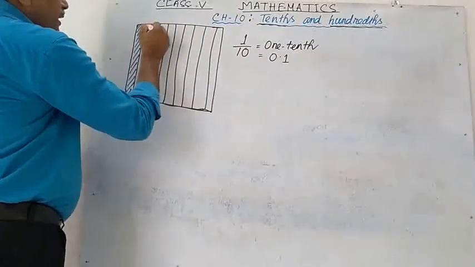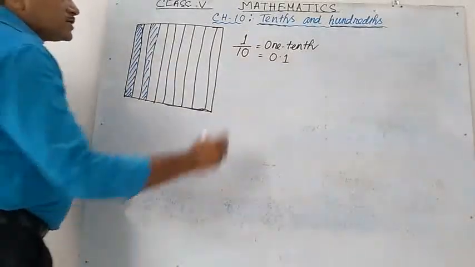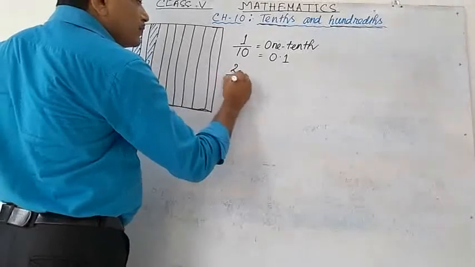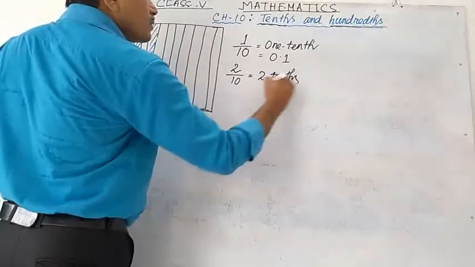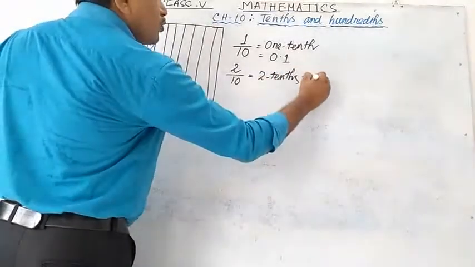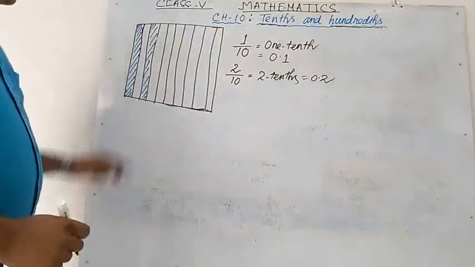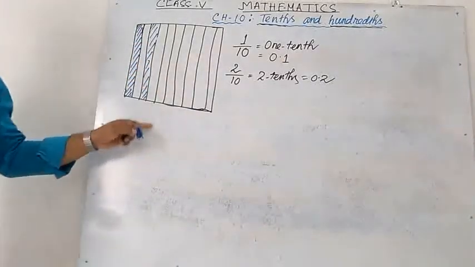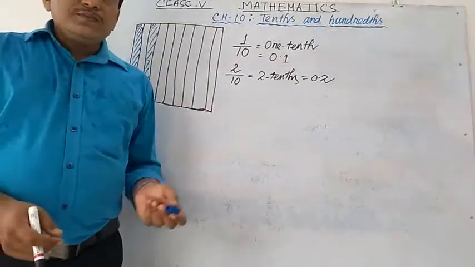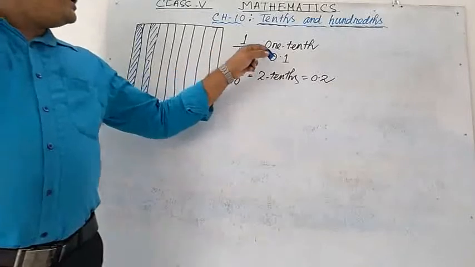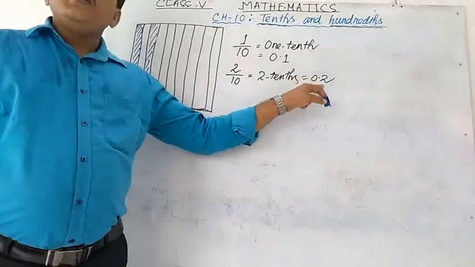Now, if I shade another one part, now how many parts? It is 2 parts out of 10 parts, that is 2/10th, and this equals 0.2. Similarly, if I want to shade 3 parts, so 3 parts out of 10 parts, that is 3/10th. 1/10th means 0.1, 2/10th means 0.2, like that.